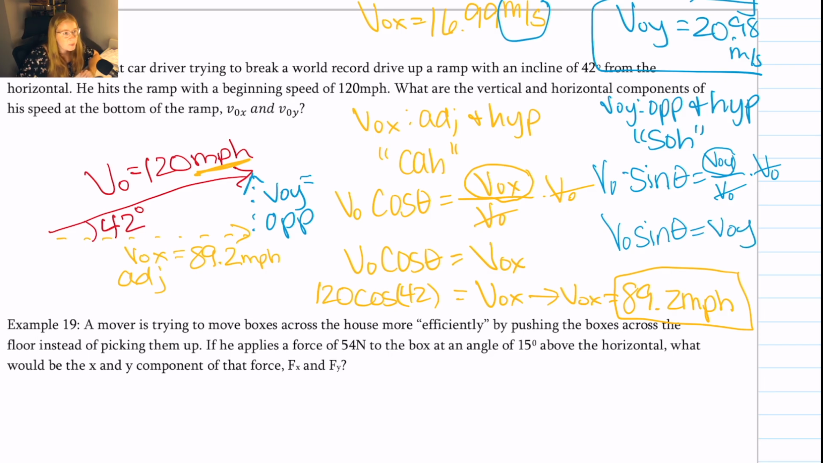Okay, so hopefully you see the pattern now. It's always the original side it gives you times sine theta, or it could also be the original side it gives you times cosine theta. Okay, so we're going to plug in our numbers. We have 120 sine of 42, and let's type that in. And we got 80.3.